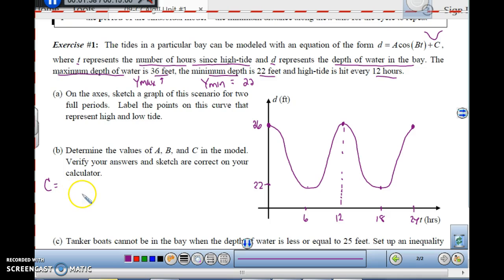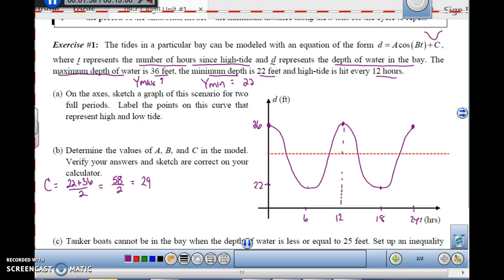So c is going to equal the average: 22 plus 36, divided by 2. So this is going to be 58 divided by 2, which is 29. So half the distance between them is going to be 29. Let me do it as a dotted line so we can see where it is. Okay, so 29 would be about here. That would be half the distance.